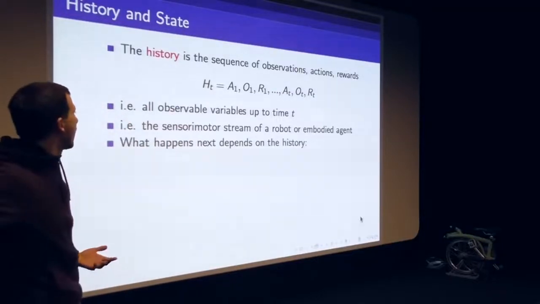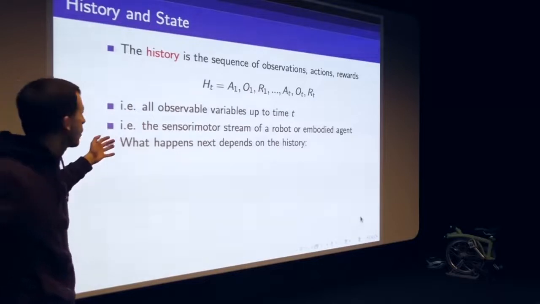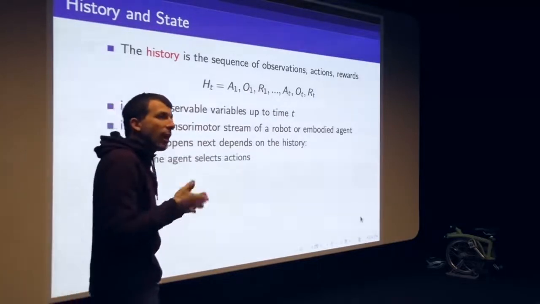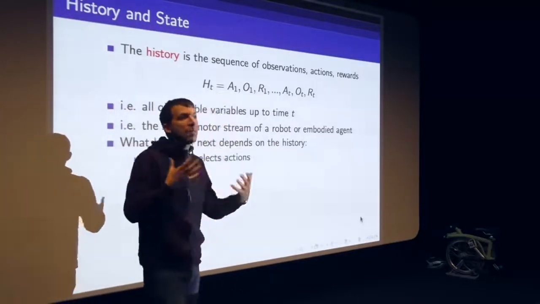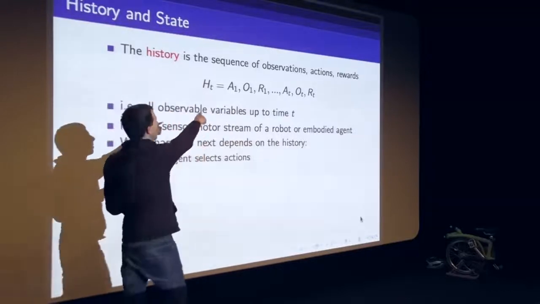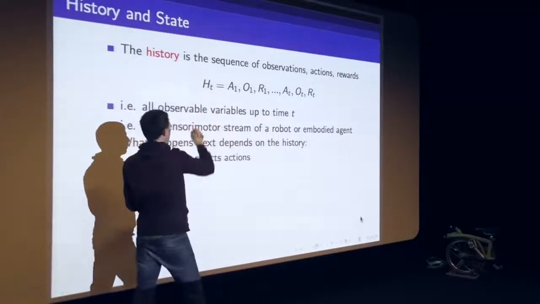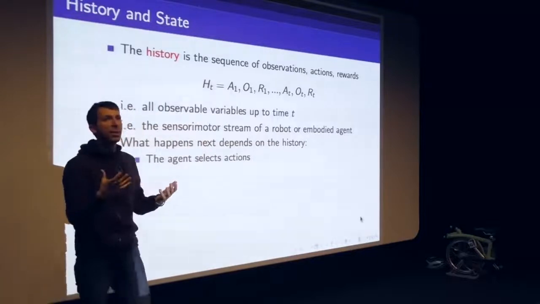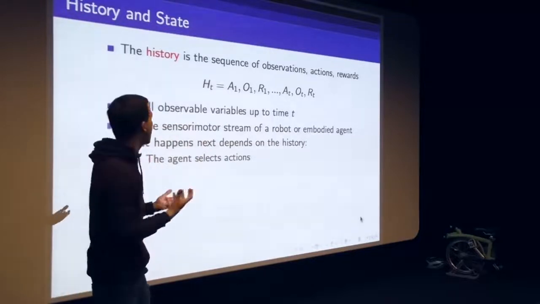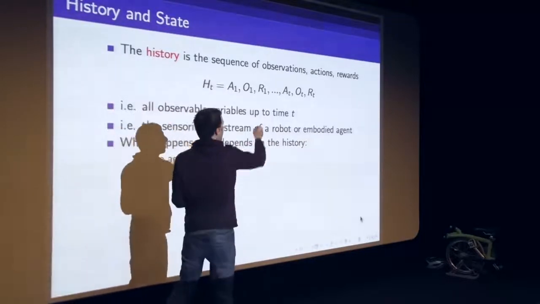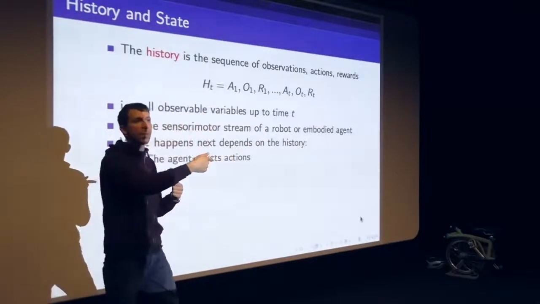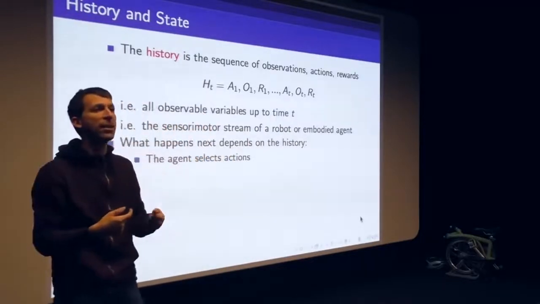And what happens next actually depends on this history. So for the agent, our algorithm, we get to build something which is essentially a mapping from this history to an action. That's our goal, to build a mapping. An algorithm is a mapping from one of these histories to picking the next action. So what happens next from the agent's point of view depends on the history.